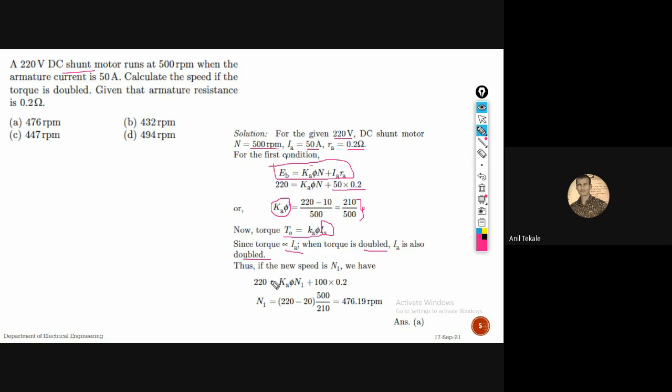So now we will see the new speed. 220 is equal to Ka phi n1, because we know that our armature current and torque are proportional to each other. With that help we can find the value for n1. So n1 will become 476.19. Rounded, it will be 476, and it is the right option, A. So this is all about the data they had given to us; we have to solve it like that.